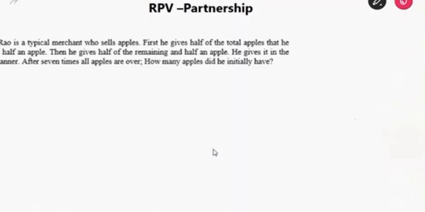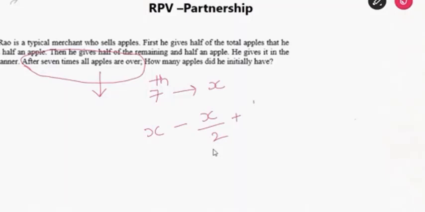Now, initially we don't know how many apples are there, and if you start initially by taking some value, it leads to a lot of calculations. Now, see here how to approach a question. The threshold point here is after 7 times, all the apples are over. We'll start from this, right? For the 7th time, if Rangarao has X number of apples, in this X number of apples, he gave half of the apples plus half of the apple.